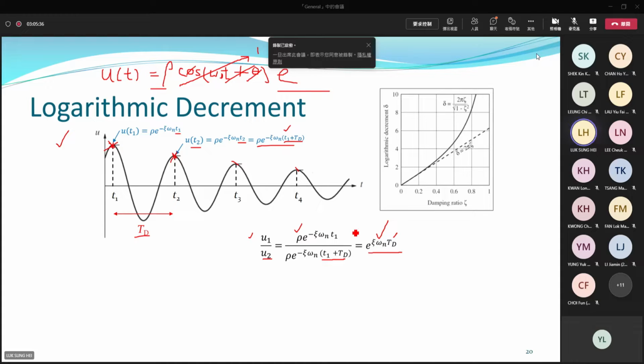You can change this equation a little bit. Instead of comparing U1 and U2, you can compare U1 and U3, U1 and U4, or U2 and U3, any two arbitrary vibration amplitudes. They are related by this factor, but sometimes they may span more than one period, depending on how long you consider.